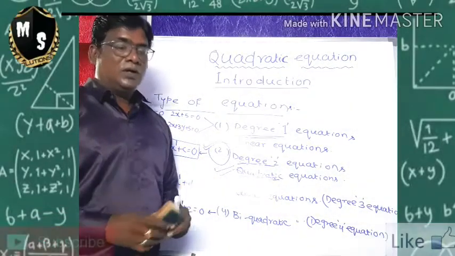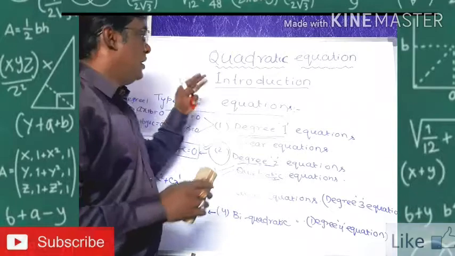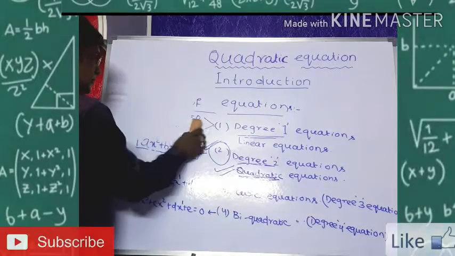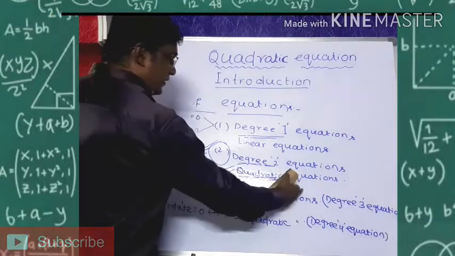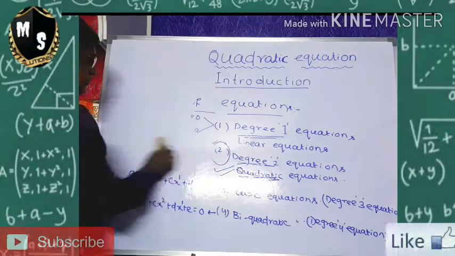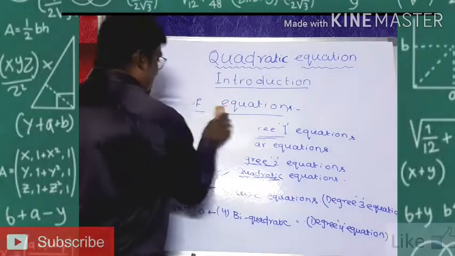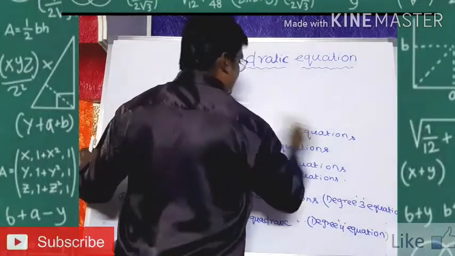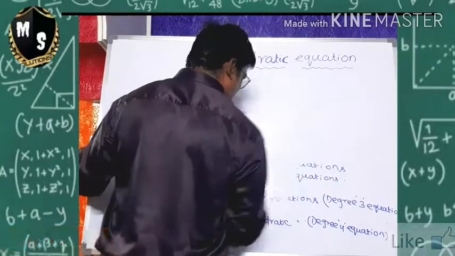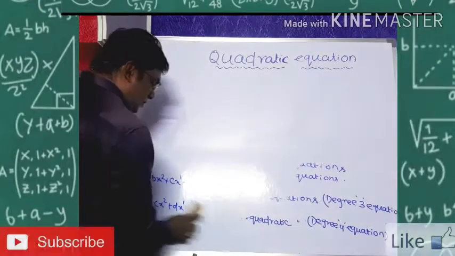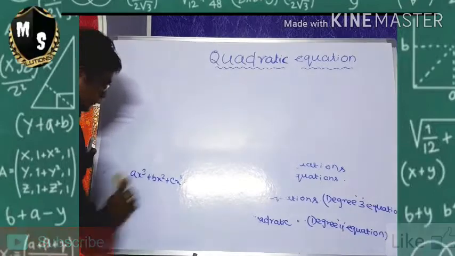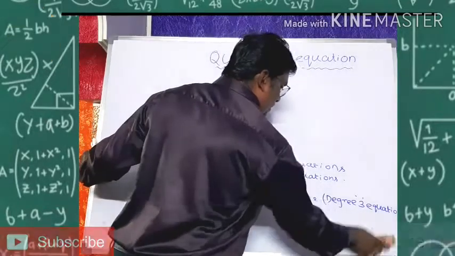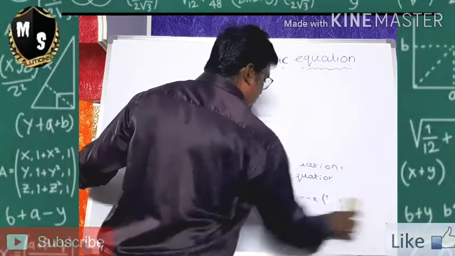Now, come to the next part of our discussion, that is the quadratic equation. So what is our discussion point today? The quadratic equation. Today I am broadly explaining it. What is a quadratic equation? When I explain the quadratic equation, first of all we have to know about it. So what is a quadratic equation? Degree 2 equations are called quadratic equations.